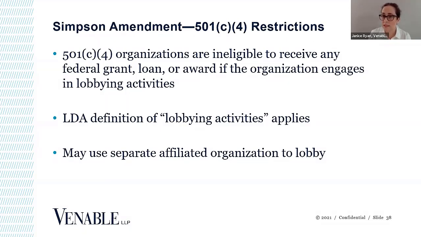And importantly, this would not include grassroots lobbying because the Federal Lobbying Disclosure Act does not cover grassroots lobbying. So this is about direct communications with federal officials. A 501(c)(4) may, however, use a separate affiliated organization to engage in lobbying. So if you are a 501(c)(4) organization that seeks a federal grant, loan, or award, you could consider creating and/or using a separate affiliate organization to engage in the lobbying activities that your C4 would otherwise engage in.